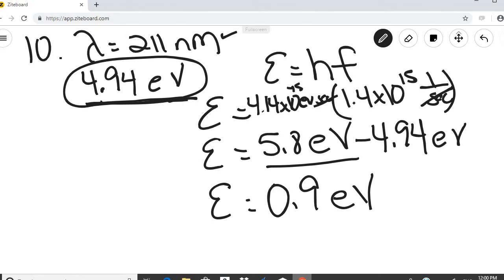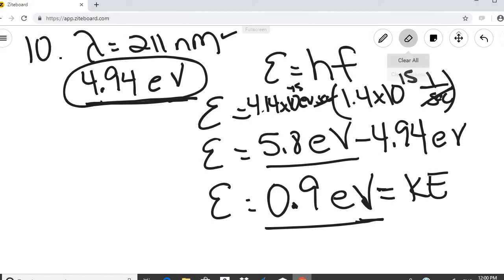So the kinetic energy would be the amount of energy that would be left over, in essence, from what is required for those electrons to escape from the metal. So the energy that they would carry with them would be 0.9 electron volts. Okay, so the electrons that escape would have this much kinetic energy with them.